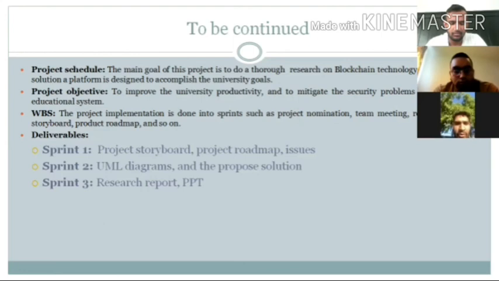We also have deliverables, in which we have three sprints. The first sprint is the project storyboard and project roadmap. The second one is UML diagrams and the proposed solution. And the third one is the research report and PPT. Next.